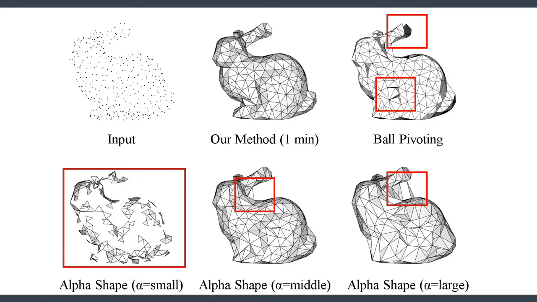The standard alpha shape method allows the user to design a 3D model simply by changing the global alpha value. But this does not preserve the local shape. On the other hand, by using our system, natural looking meshes can still be obtained, and the process is very fast. It only took 1 minute to obtain this result.